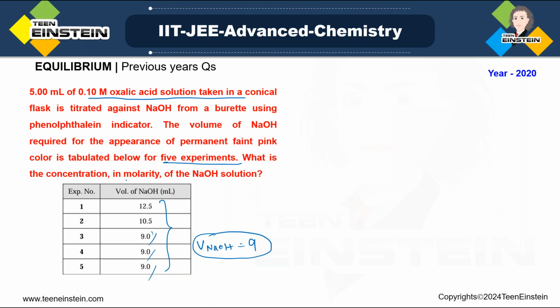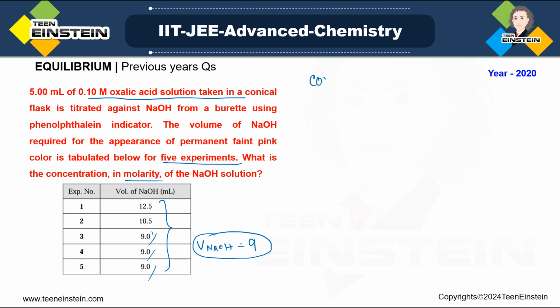We have to find the concentration in molarity of the NaOH solution. So this is a simple question. You are doing a titration between acid and base. You know the concentration of acid. You know the volume of acid. You also know the volume of base. You just don't know the concentration of base, and that you have to find.